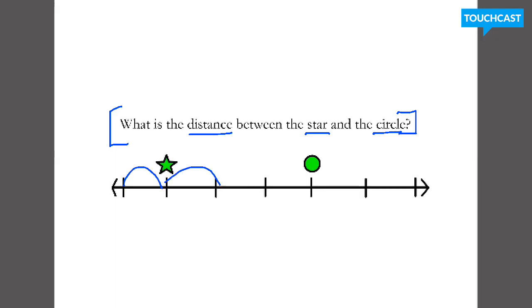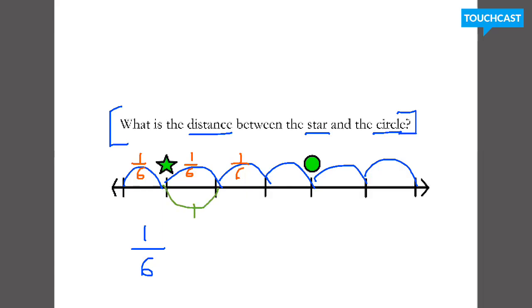1, 2, 3, 4, 5, and 6. There are 6 jumps. So if I took 1 jump, each jump is worth 1 over 6. This jump is worth 1 over 6. This jump is worth 1 over 6. This jump's worth 1 over 6. So let's go ahead and count how many 1 over 6 jumps it takes to get from the star to the circle. And I'm going to do this in a different color so I don't get confused.